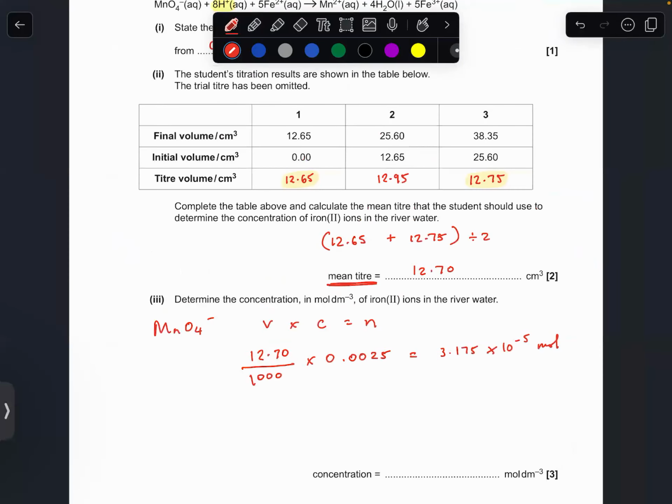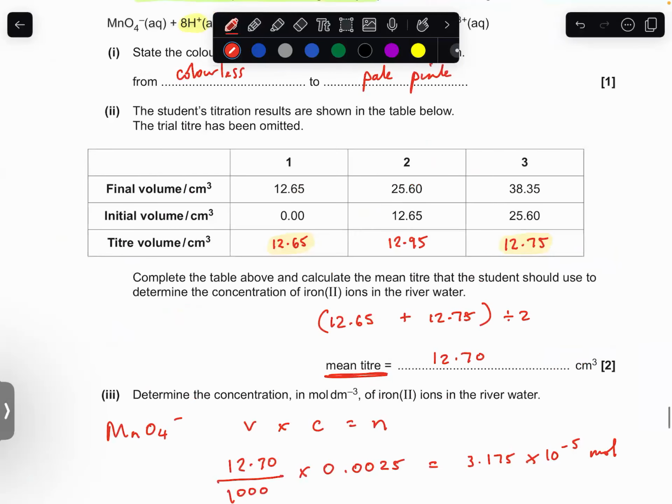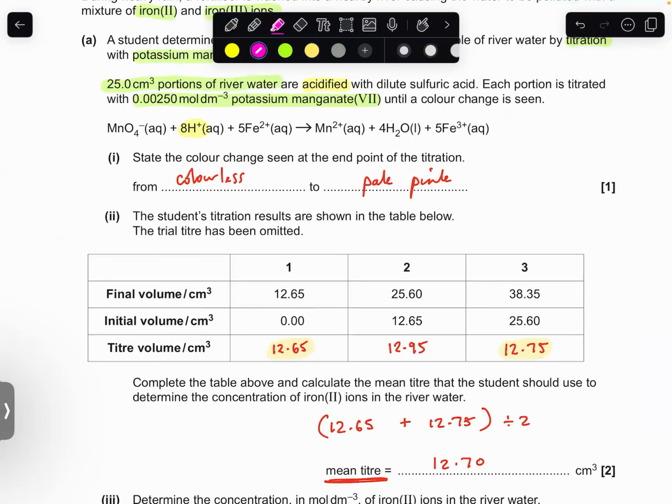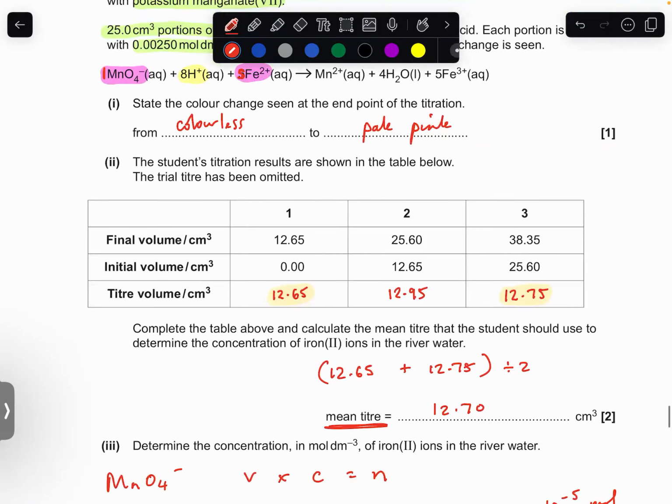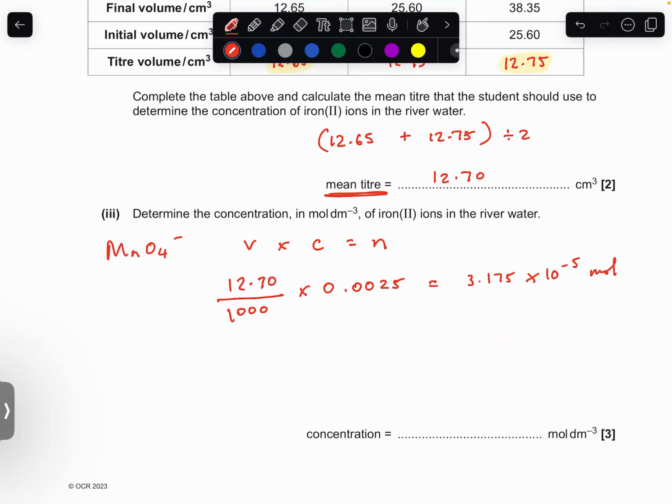Now, if you look at the equation, the ratio between MnO4 minus and Fe2 plus is a 1 to 5 ratio. You can see that 5 here, and you've got the 1 there. So we know the moles of MnO4 minus using the titration. We need to multiply that by 5. And this will give us the moles of iron 2 plus that it reacted with.